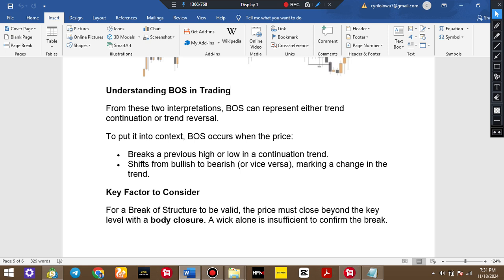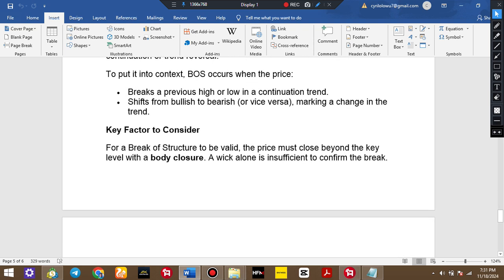Exactly. Now, proceeding further, the key factor to consider for a break of structure to be a valid one, the price must close beyond the key level with a body closure.